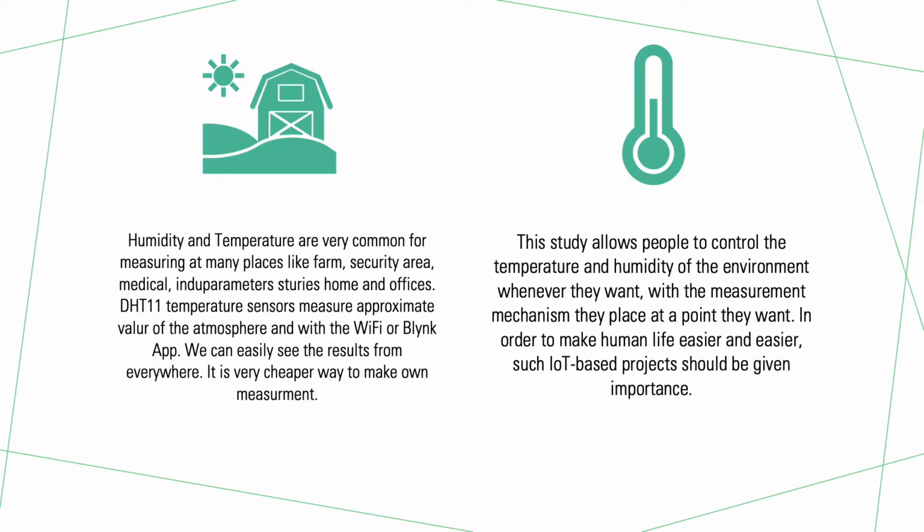Humidity and temperature are very common for the measuring at many places like a farm, security area, medical, stores, home, and offices. The DHT temperature sensors measure approximate value of the atmosphere, and with the Wi-Fi or Blynk application, we can easily see the results from everywhere. It is a very cheaper way to make own measurement.